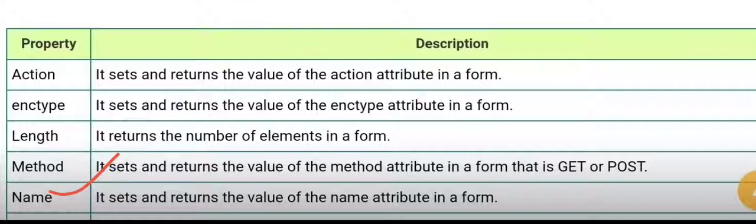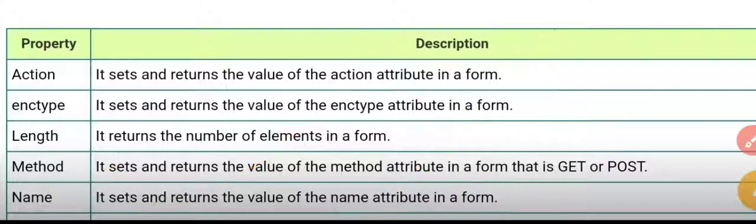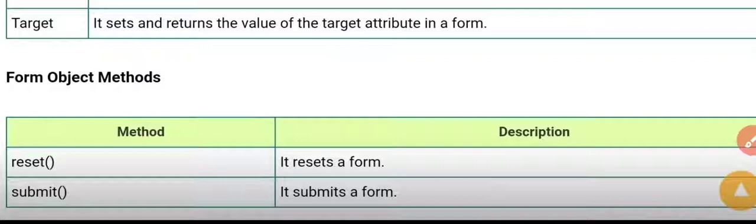Next, name. Name is nothing but the name of the object, that is, the name of the elements mentioned in the form. So it gives the name attribute in the form. For example, first name, last name, mobile number, these all are the names, right? It returns or sets the value of that name attribute in the form.